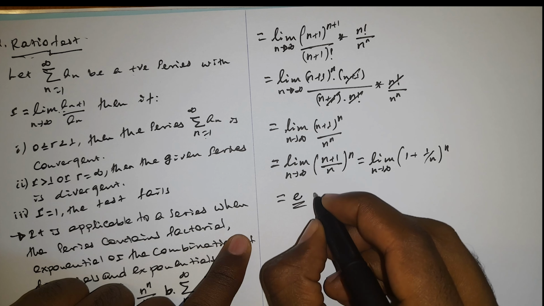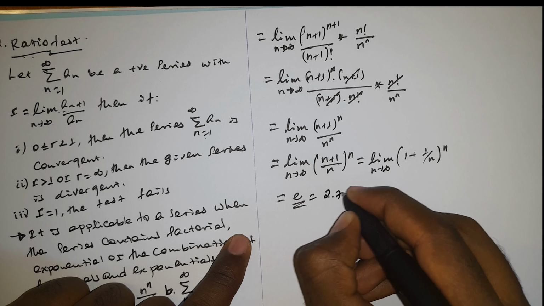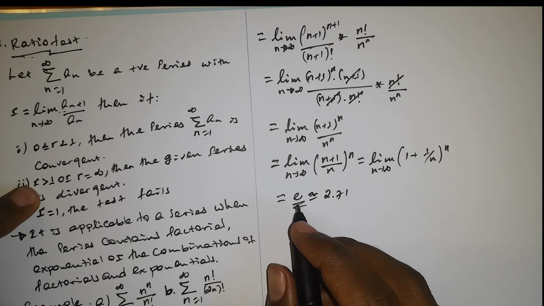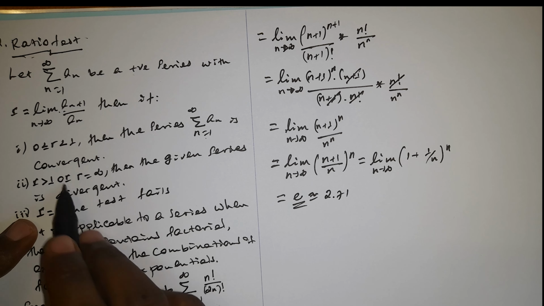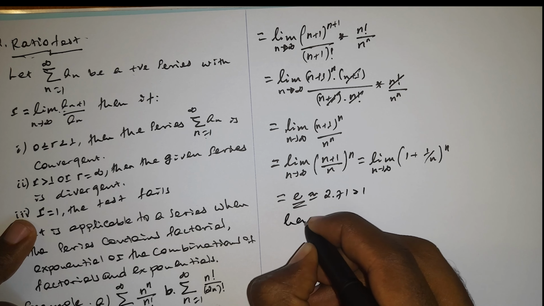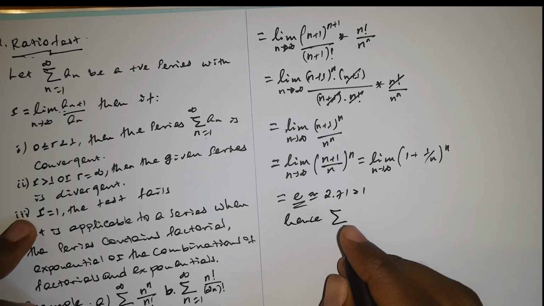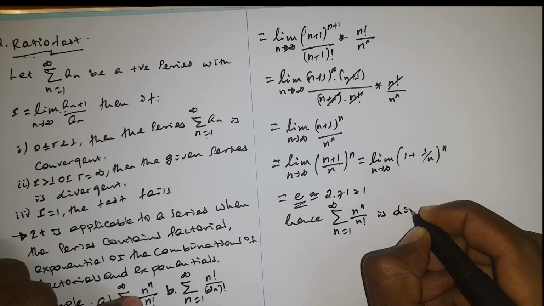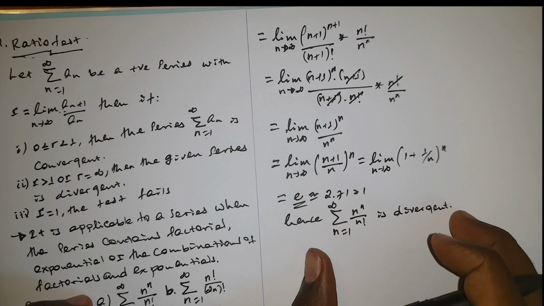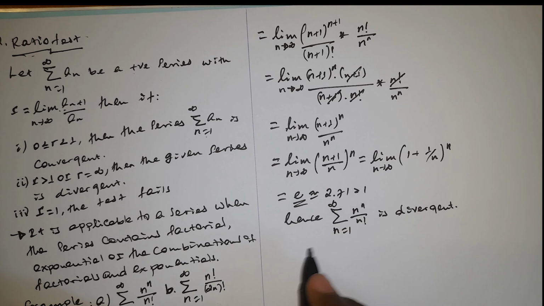The value of e is around 2.71. So from the criteria, r is greater than 1. Hence the given series, n power of n over n factorial as n runs from 1 to infinity, is divergent. So our series is divergent.